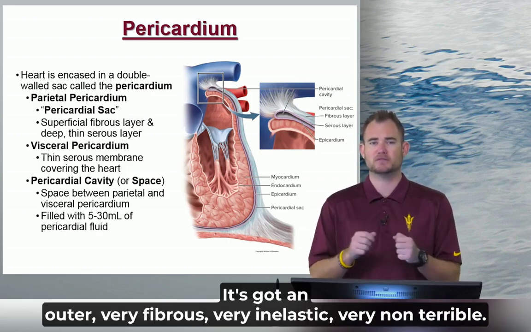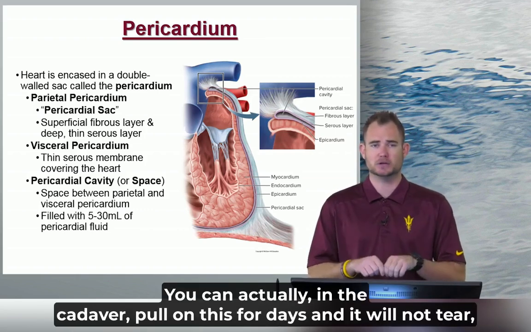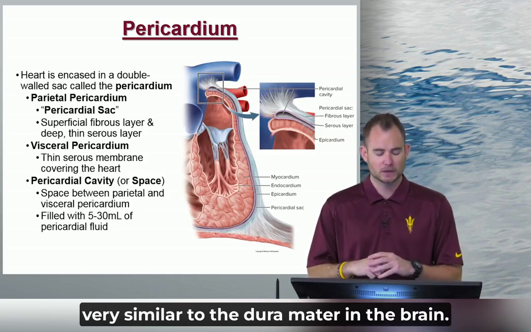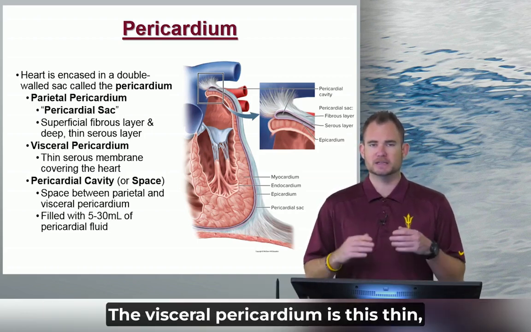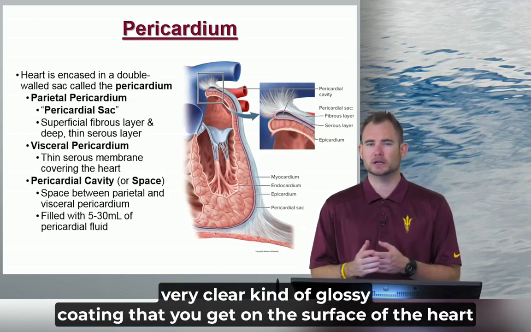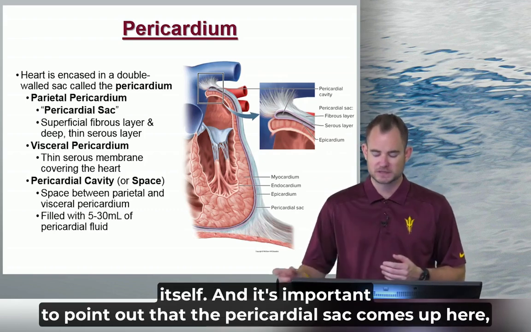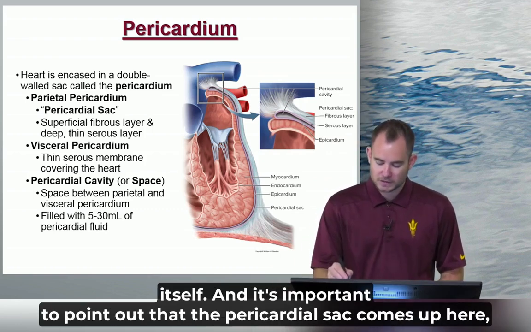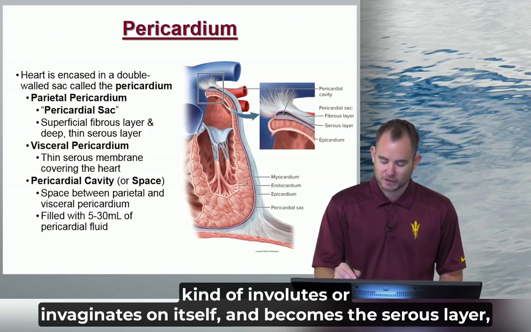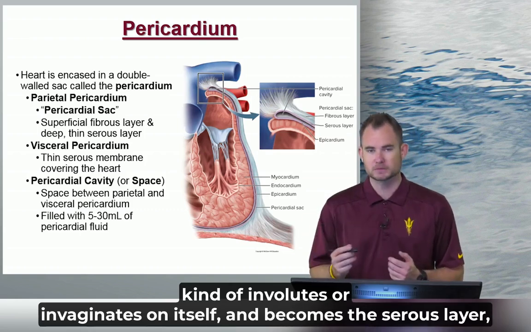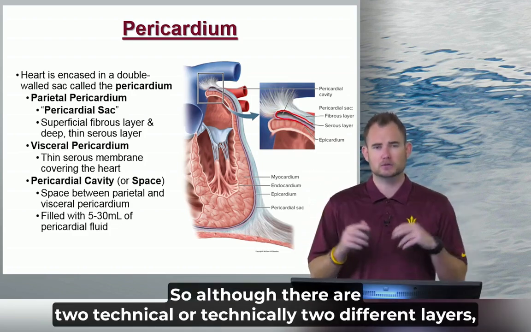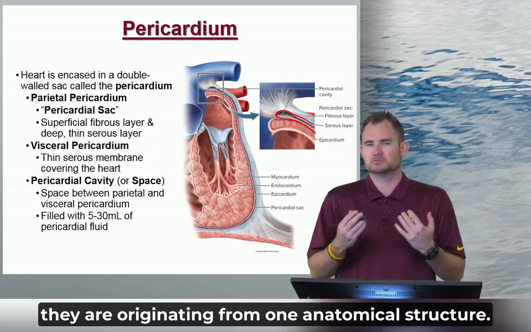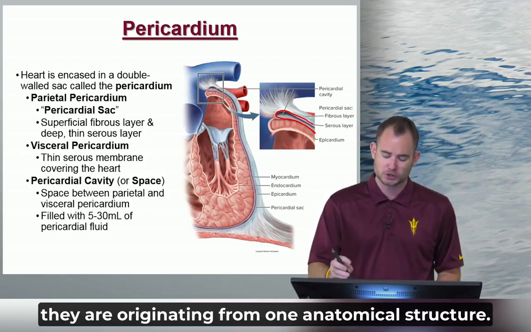It's got an outer layer that is very fibrous, very inelastic, very non-tearable. In the cadaver, you can pull on this for days and it will not tear, very similar to the dura mater in the brain. And then on the inside, there's a very thin serous membrane. The visceral pericardium is this thin, very clear, kind of glossy coating on the surface of the heart itself. It's important to point out that the pericardial sac comes up here, kind of invaginates on itself, and becomes the serous layer, the visceral pericardial layer. So although they're technically two different layers, they originate from one anatomical structure.